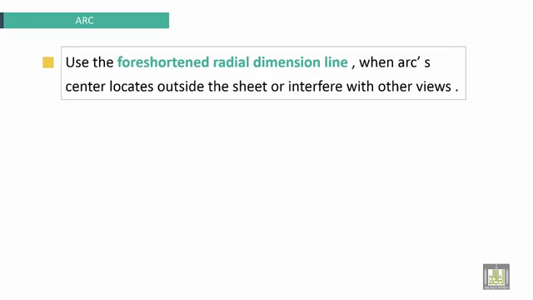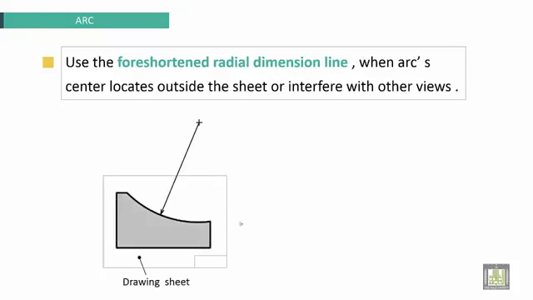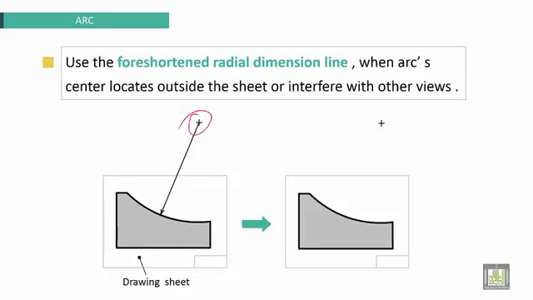Use the foreshortened radial dimension line when the arc's center is located outside the sheet or interferes with other views. This is the drawing sheet. This is the view. When the center is outside the drawing sheet, the first method is to extend the line from the center, and that's all. The second method is to move the center here and put a zigzag line.